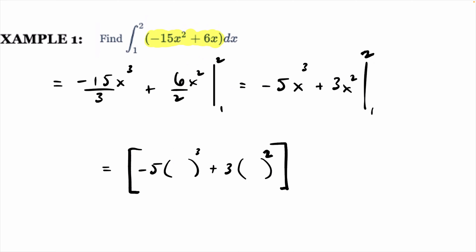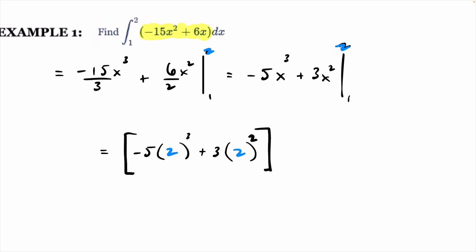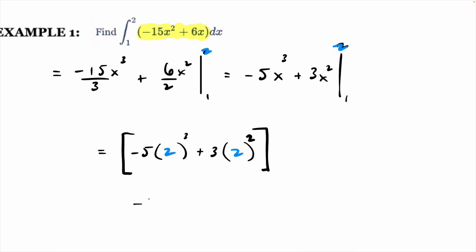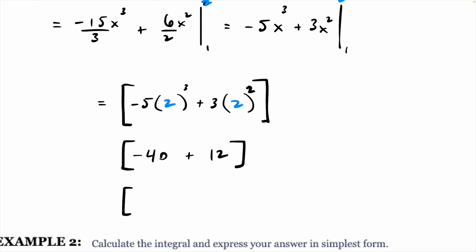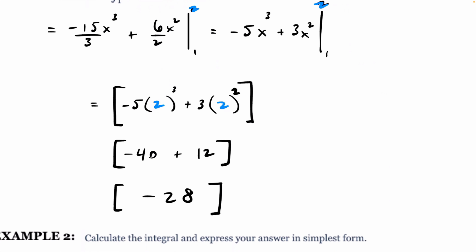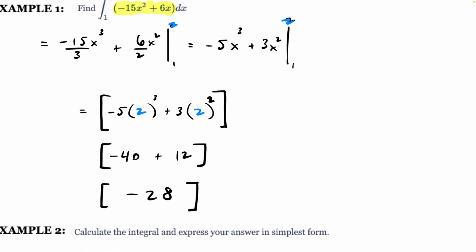What am I going to plug in? The upper bound. Okay. A little bit of mental math. So 2 cubed is 8 times negative 5 is negative 40. Plus 2 squared is 4 times 3 is 12. We add those together, we get negative 28. That's step 2.